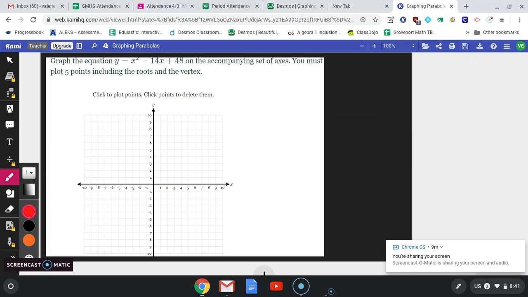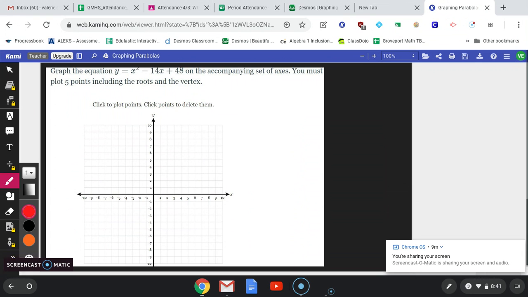So graph the equation. We're going to do the same thing. We need to find the roots. So we want to multiply. We have a equals 1, b equals negative 14, and c equals 48. So we're going to multiply a times c, which is 48, and add to negative 14. Once again, b is negative, so they need to be negative. So I go negative 1, negative 48, is negative 49.